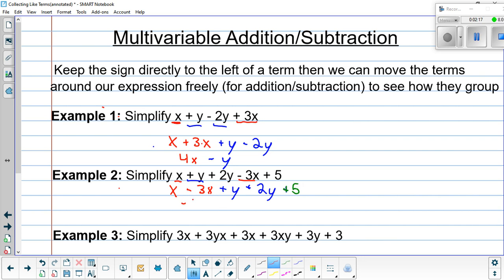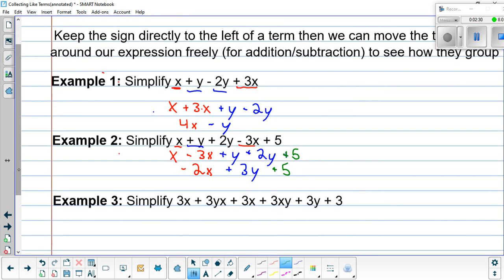x minus 3x, well, that's minus 2x. And then we have y plus 2y, well, that's plus 3y. And then we have this plus 5 that we haven't touched. You could reorganize it so that you don't have a minus 2x to start, but I typically like leaving it in alphabetical order. That's what you'll probably see questions in, and you can use alphabetical order in answers as well.